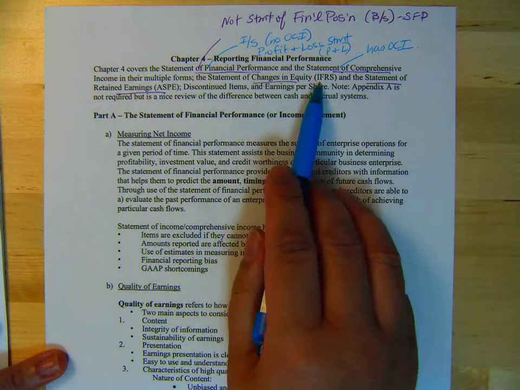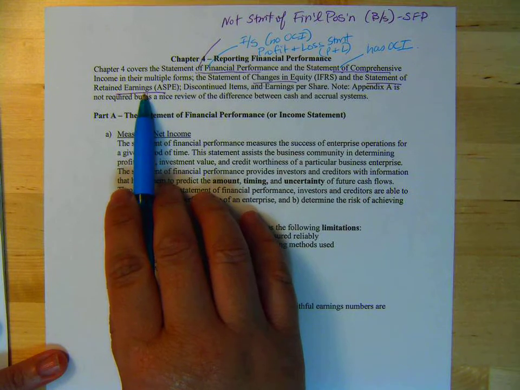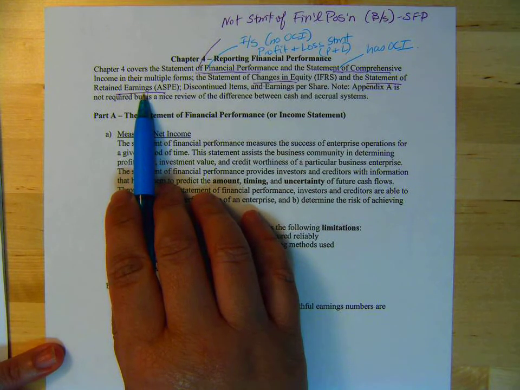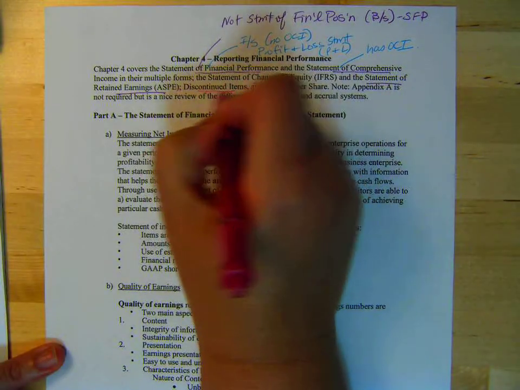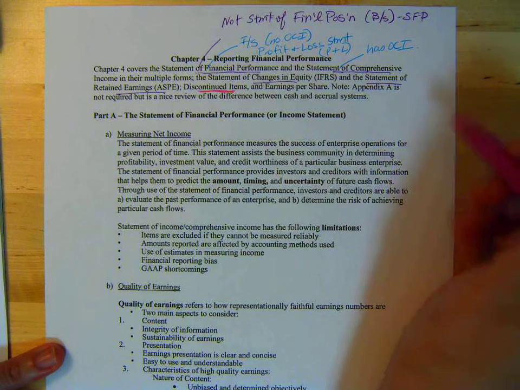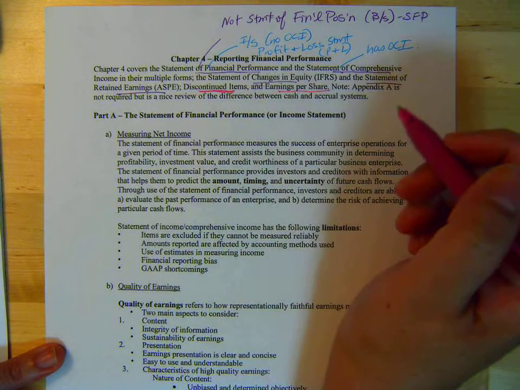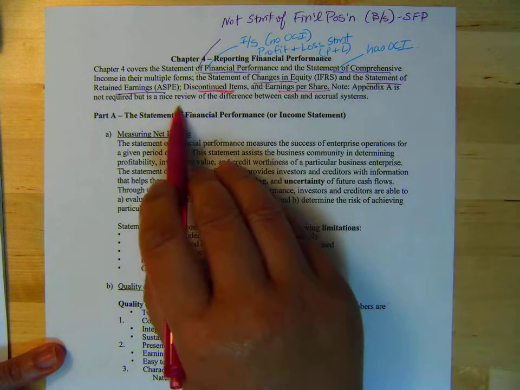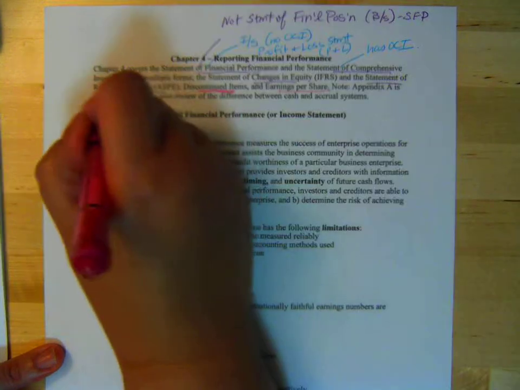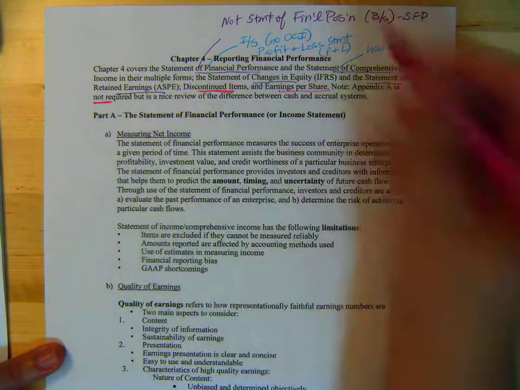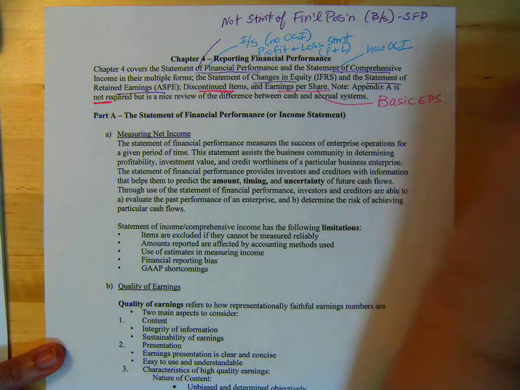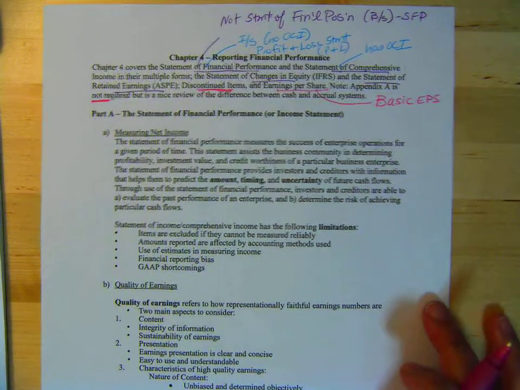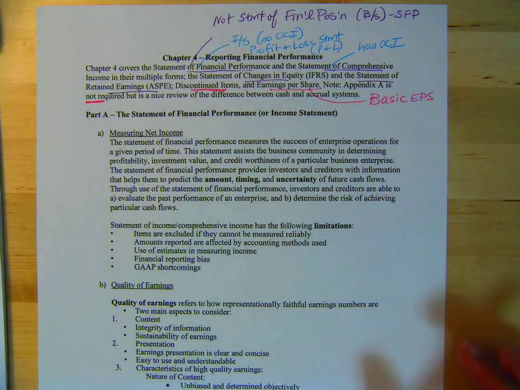We're also going to cover the statement of changes in equity and the statement of retained earnings. Discontinued items might be new. You might have already seen some, depending on which order you took. And earnings per share. Appendix A is a nice review of the difference between cash and accrued, but it's not required. The other thing about earnings per share is we are just doing basic earnings per share. In 316, so the second intermediate, you'll do diluted earnings per share. So it'll build on this.